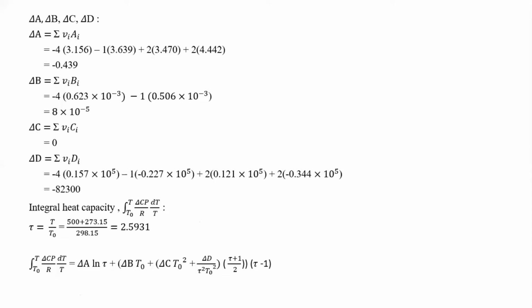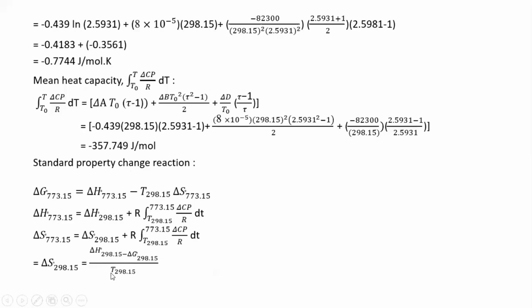Now we need to find the integral heat capacity, which is the change of entropy, and we use this formula. As we already found the values of A, B, C, and D, we just substitute in this equation. Before that, we need to find the value of tau equal to T over T naught, equal to 2.5931. After that, we substitute in this equation, and the value is negative 0.0744 joule per mole K.